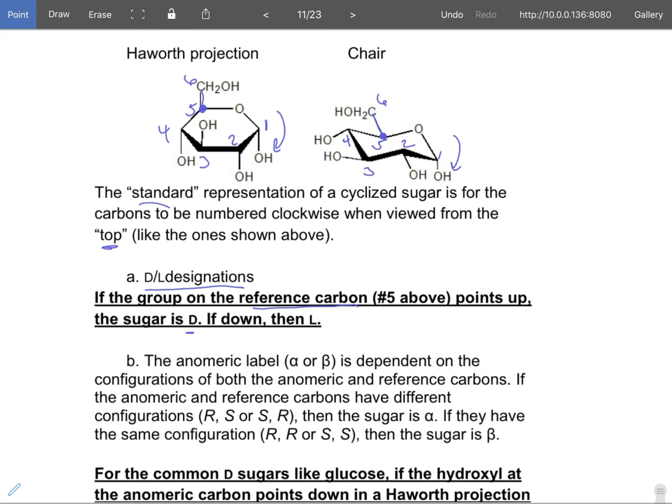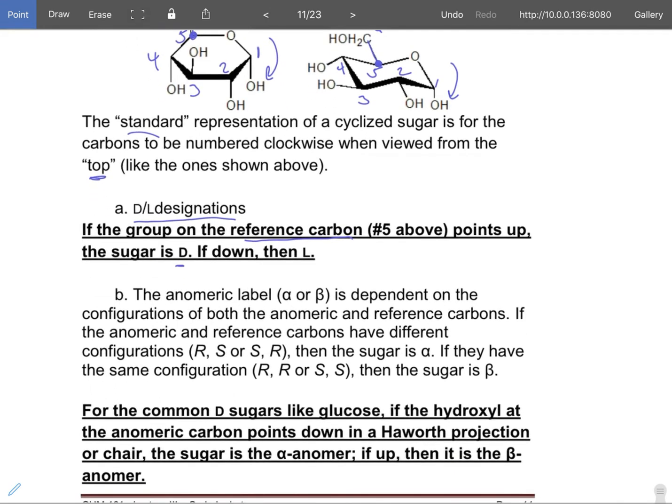That's going to be alpha. If instead both groups were up, that would be beta. So that's kind of one way to think about it. That is the real definition, has to do with R and S. But the definition I give here is probably easier to understand and will work pretty much all the time.